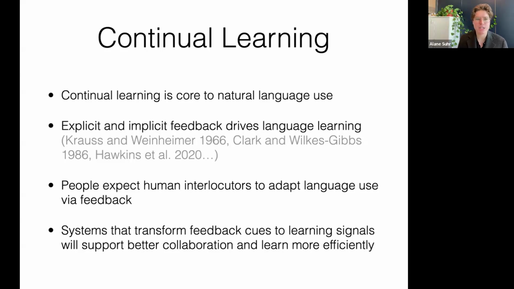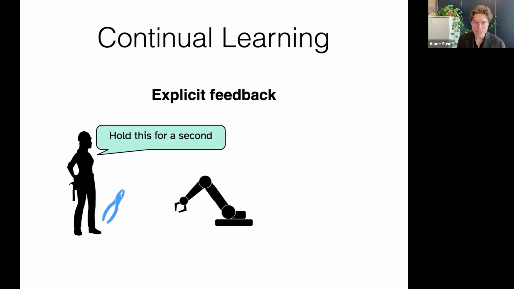better support collaboration, because we will be reacting appropriately to the feedback our users are giving during interaction. But we'll also be able to learn more efficiently because we'll be making the most of all the interactions that are coming from our users. So there are different kinds of feedback that we could take into account and learn from.